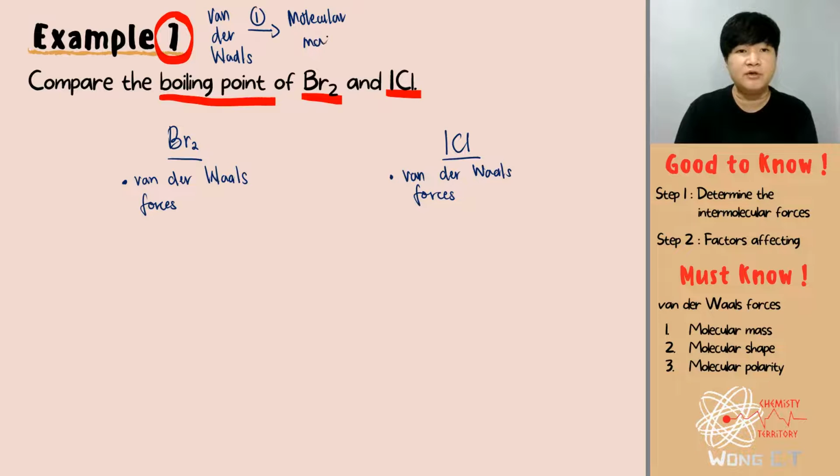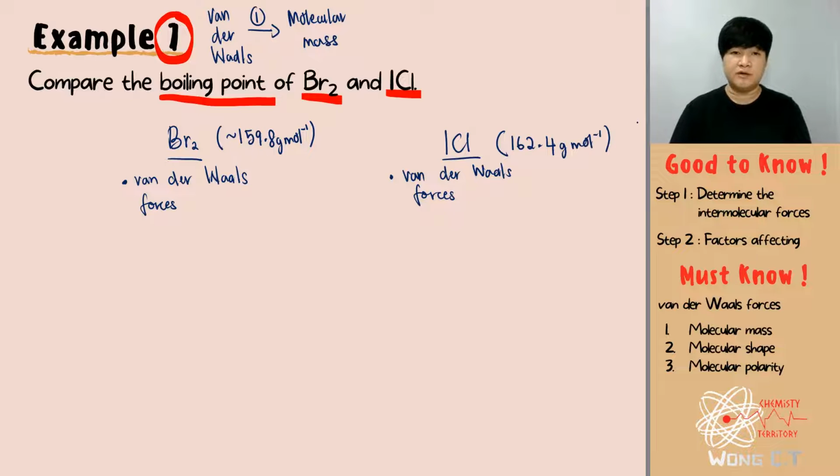So let's check the molecular mass of the Br2 and ICl. Your Br2 over here, the molar mass is approximately 159.8 gram per mole. Okay, while your ICl is approximately 162.4 gram per mole. Alright, so looking at the molar mass, you can see that one is about 159.8, another one is 162.4. The molecular mass is also very similar in this case.